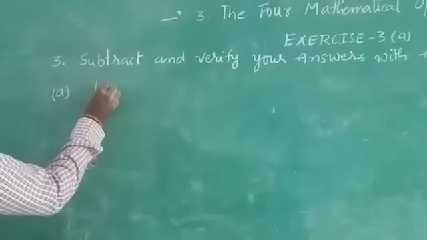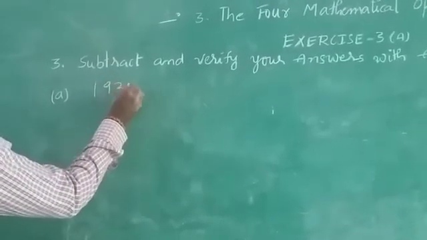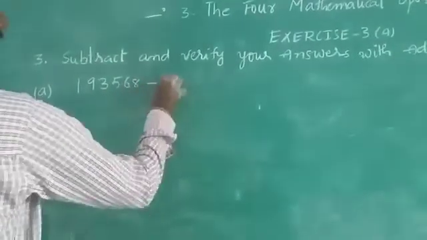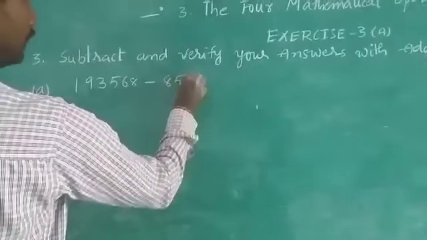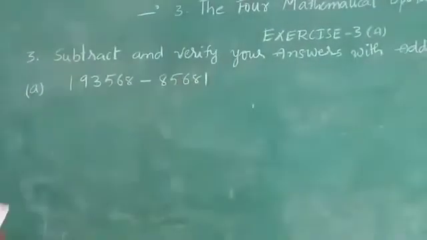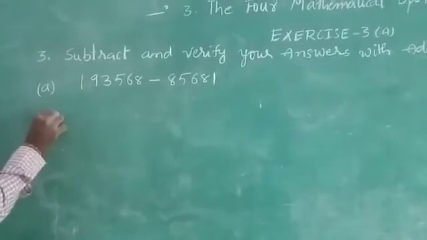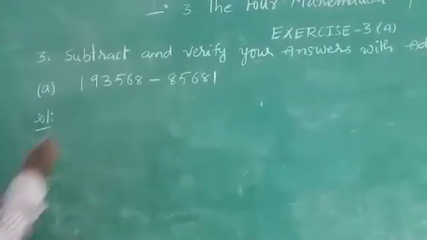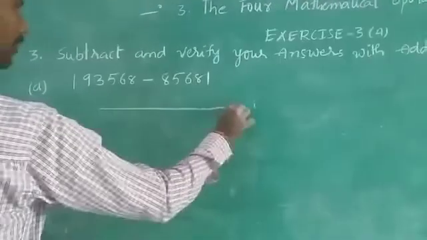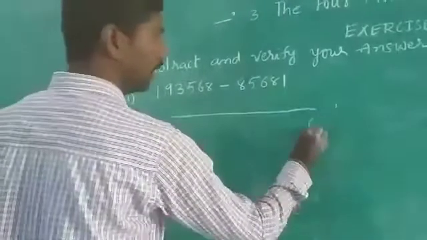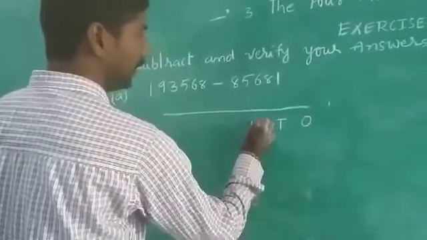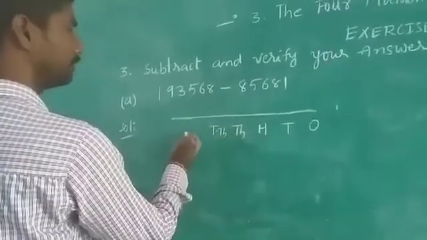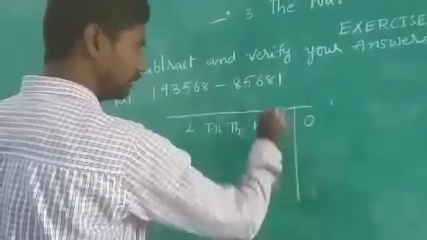What is given here is 1,93,568 minus 85,680. Let me explain this for you. We need to do the subtraction, right? So let's do the subtraction according to the place value, then it will be easy. Ones, tens, hundreds, thousands, ten thousands.